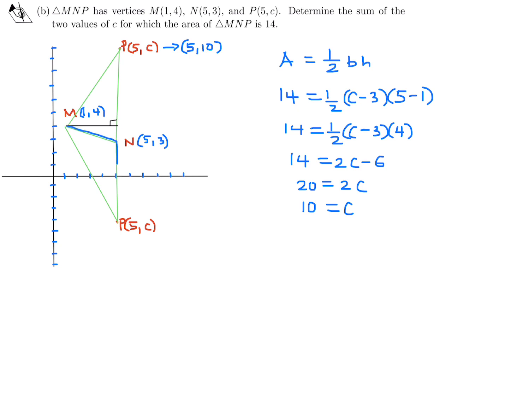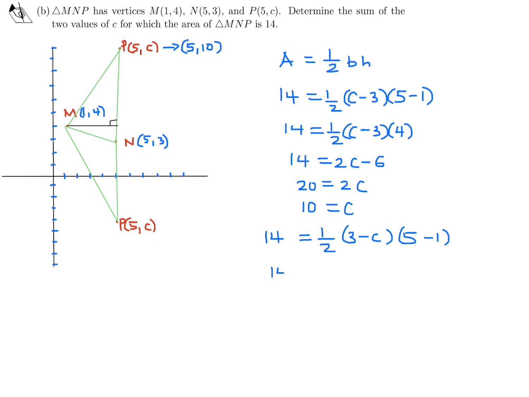Now we have to do the same story, but on this triangle. So again, area is 1/2 base times height. The base will be from here to here. So that's going to be 3 minus C. And then the height, which is pretty much the same thing, 5 minus 1. And that area is again 14.